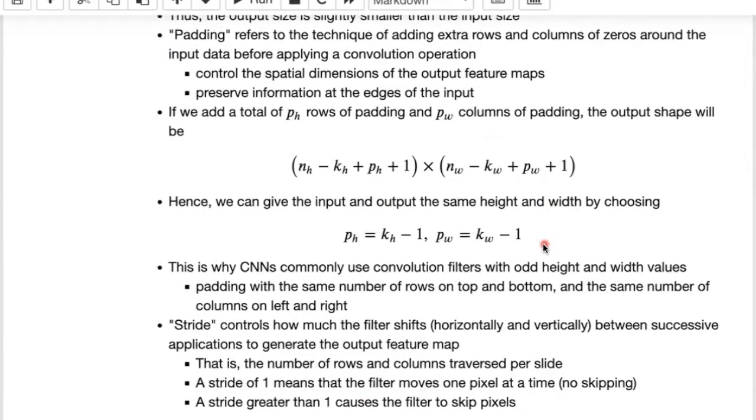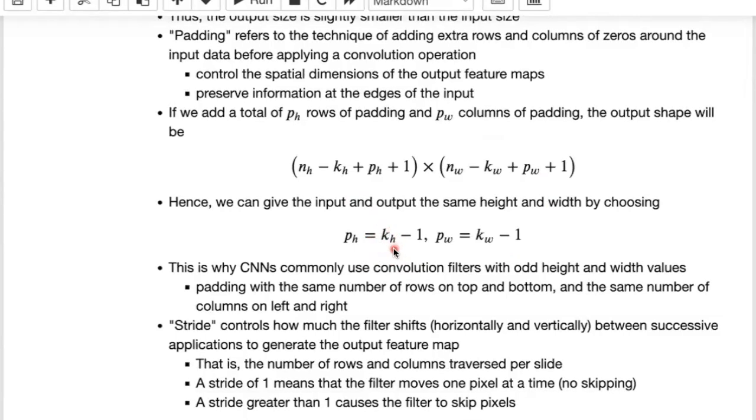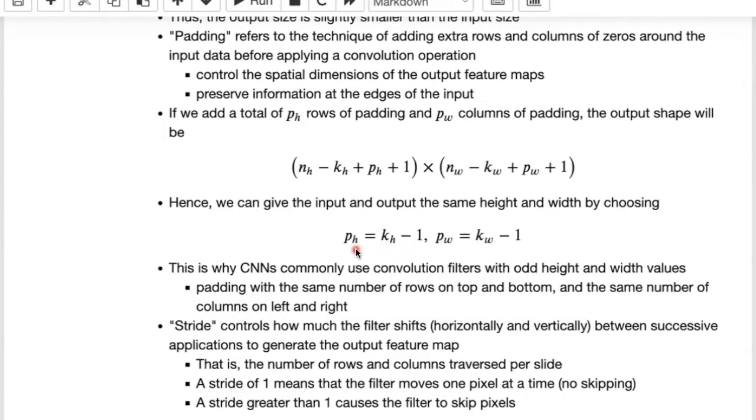And what this means is that if we want to retain the size of the input, meaning that after the convolution we have the same height and width, then the padding parameters should always be the corresponding size of the kernel minus 1. Meaning that if you want to, let's say, use a filter of size 3 by 3, then the padding should be of size 2 across both height and width.